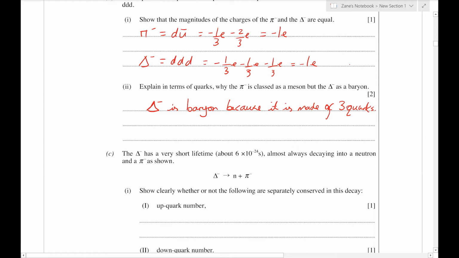Now, the pi minus, a very common mistake that people make when they talk about mesons is they say that it's made of 2 quarks, but we've got to be a little bit more specific here, and we've got to say that it's made of a quark and an antiquark pair. Examiners won't give you the mark if you just say 2 quarks.